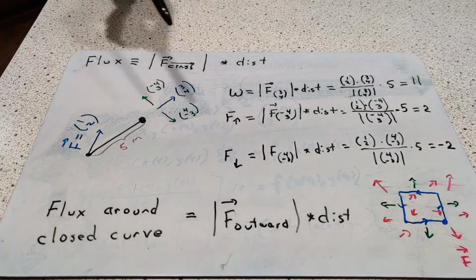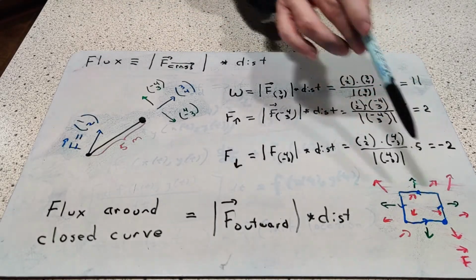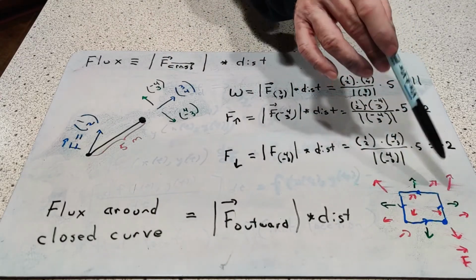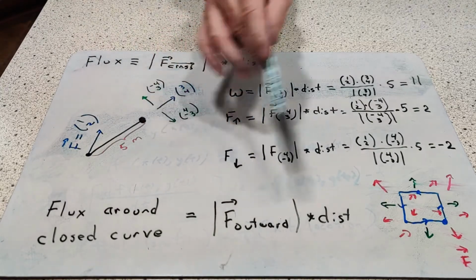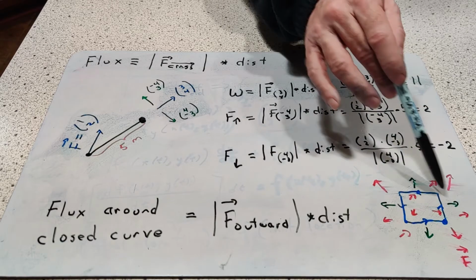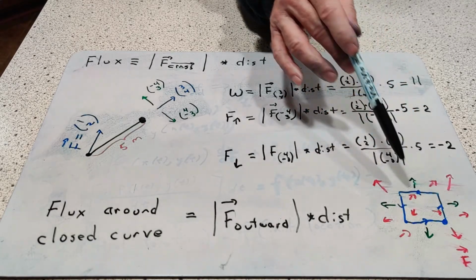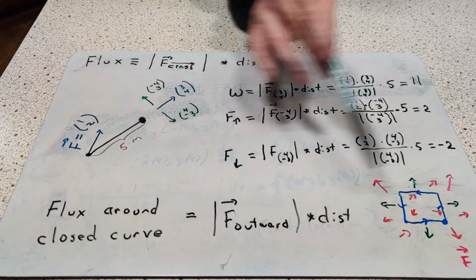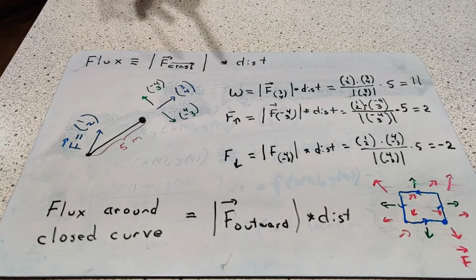Oftentimes, electronic components are closed curves. So we want to define flux for the circumstance of a closed curve as the amount of the vector field that's moving outward or leaving the enclosed region times the length of the enclosed region. Okay? So this is going to be a circumstance of particular importance when we're working with flux.